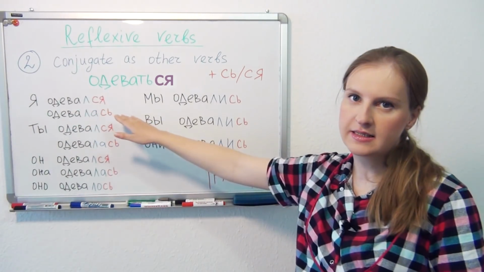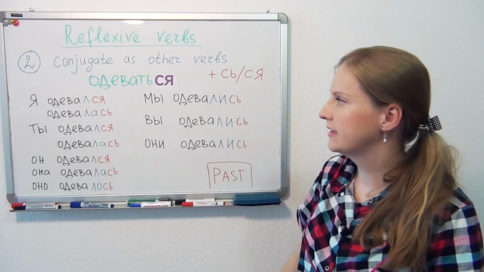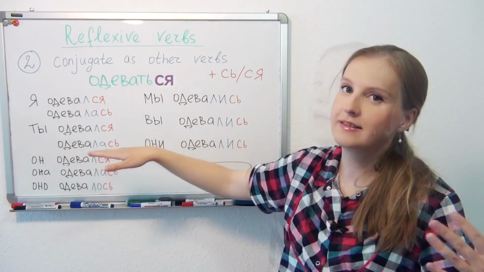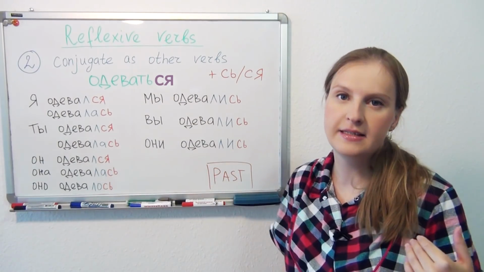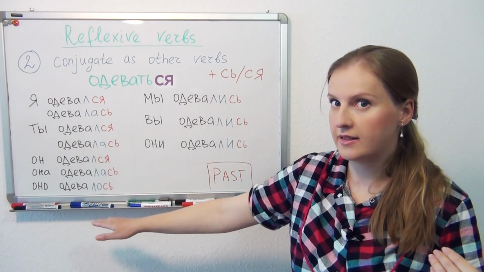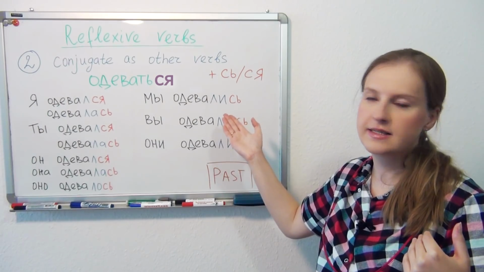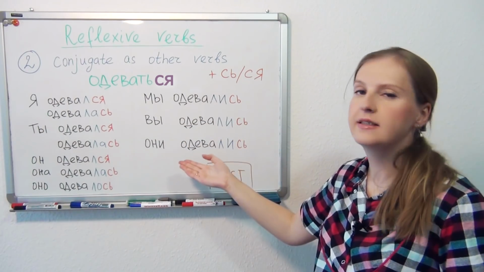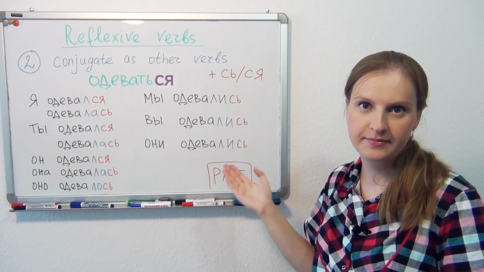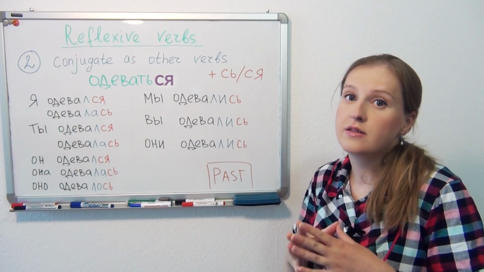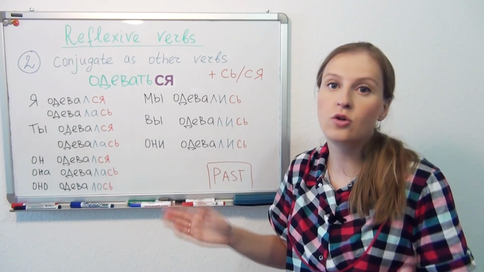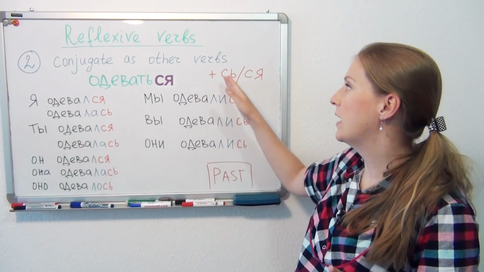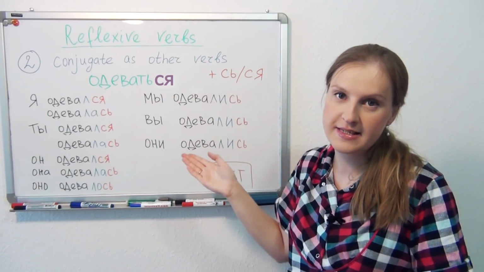Я одевался. Я одевалась. Ты одевался. Ты одевалась. Он одевался. Она одевалась. Оно одевалось. Мы одевались. Вы одевались. Они одевались. So these are the forms and these are the rules. They are quite logical. Just remember when we add which suffix.